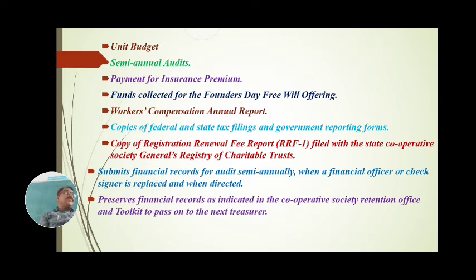Semi-annual budget is to be prepared. The 6-month or semi-annual budget is prepared and submitted in the meeting. Payment for insurance premium: how much payment is to be given to the different sectors in favor of premium, which premium is deducted by the cooperative society in favor of employees, members, the president, vice president, CEO. All these insurance premiums are to be clearly noted by the treasurer.